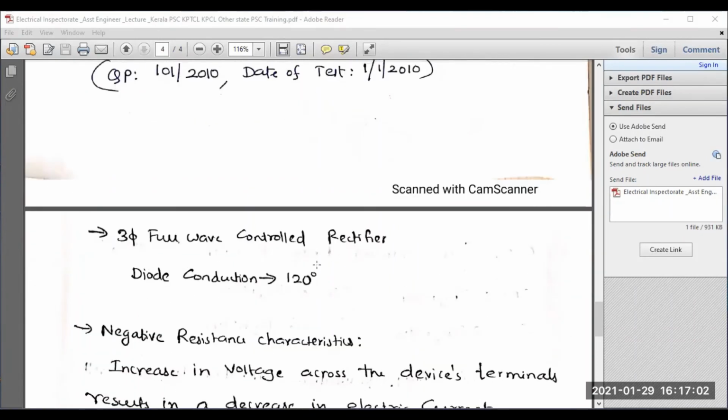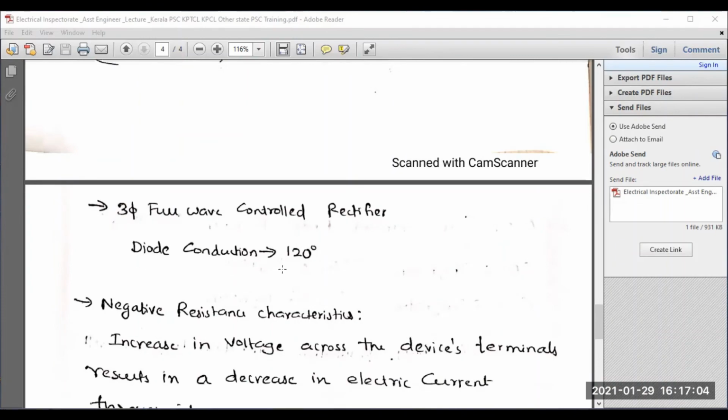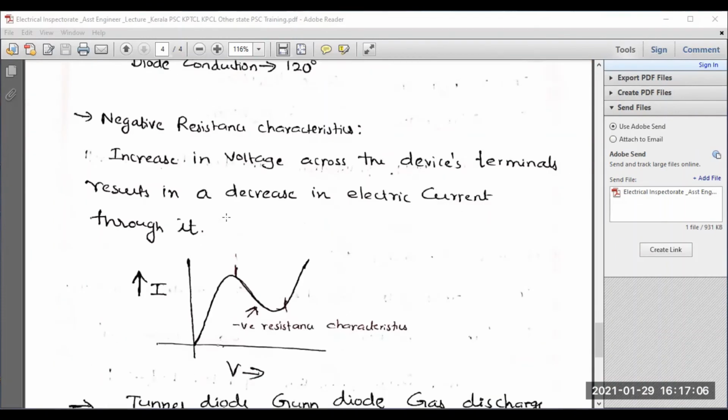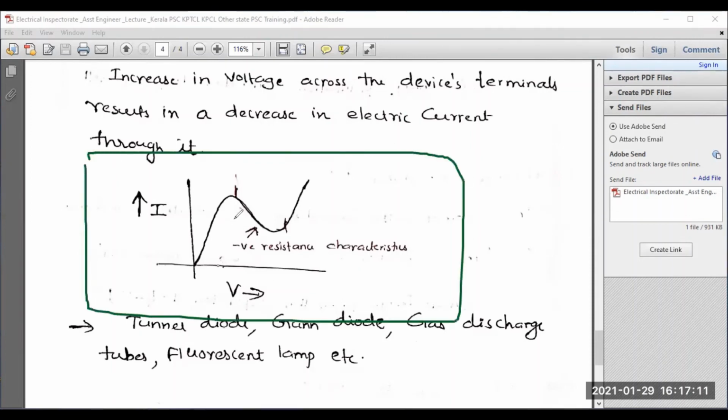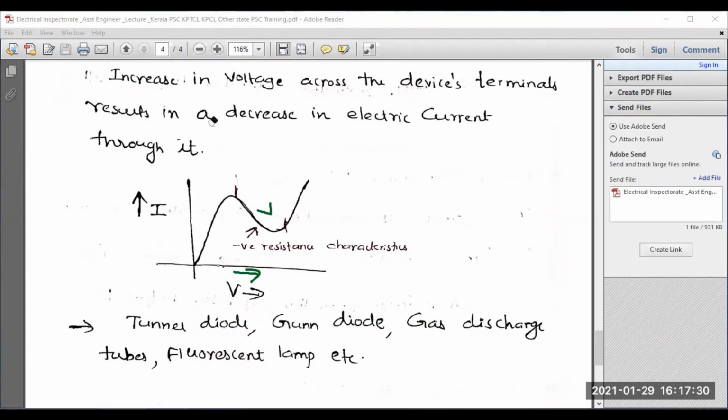In a three-phase full-wave controlled rectifier, the diode will conduct for 120 degrees. Now you can see the negative resistance characteristics. See the curve. As you increase the voltage, what is going to happen? The current will be reduced. This type of characteristic is shown by the tunnel diode, gunn diode, gas discharge tubes, fluorescent lamp, etc. But an FET, field effect transistor, never shows this kind of negative resistance characteristic. Even the UJT shows negative resistance characteristics. We are already familiar with that.